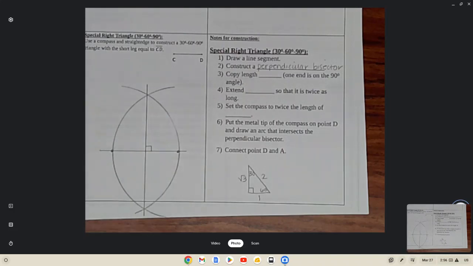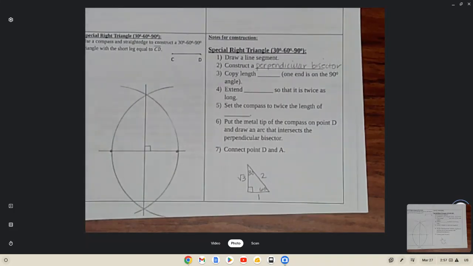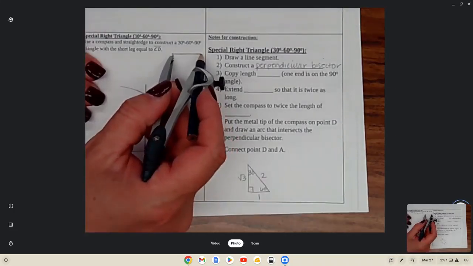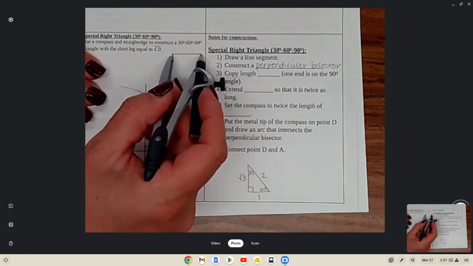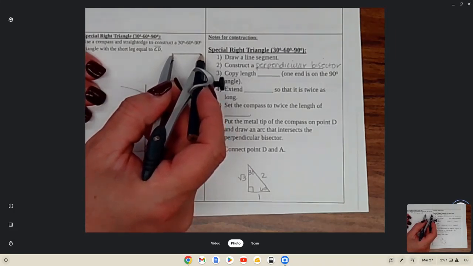Okay. So we want one side that's 1. We want one side that's 2. And we want one side that is the square root of 3. Okay. We need to use CD as our unit, right? So open up your compass so that it's the length of 1 unit. Okay, I have no idea what this measures. I just know it's whatever unit I'm supposed to use.